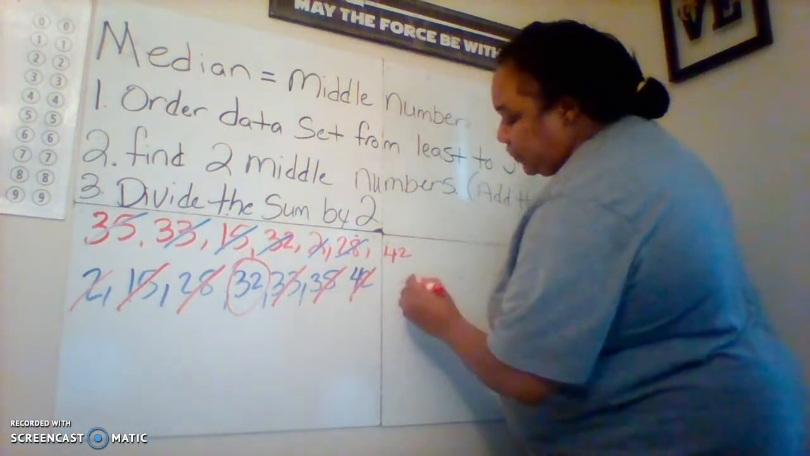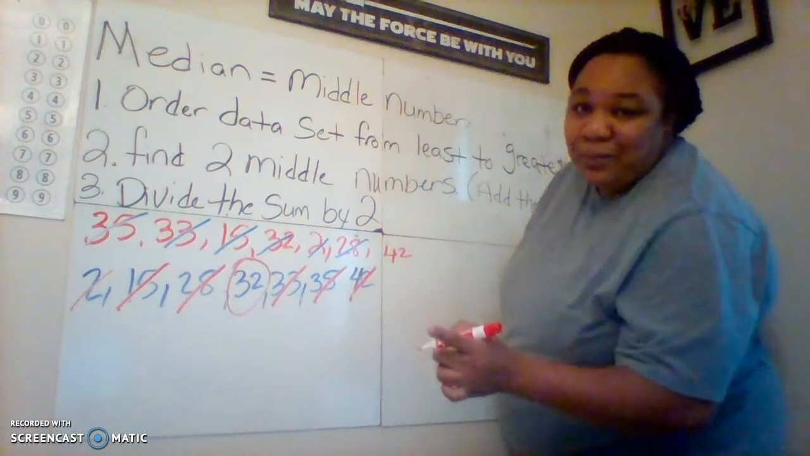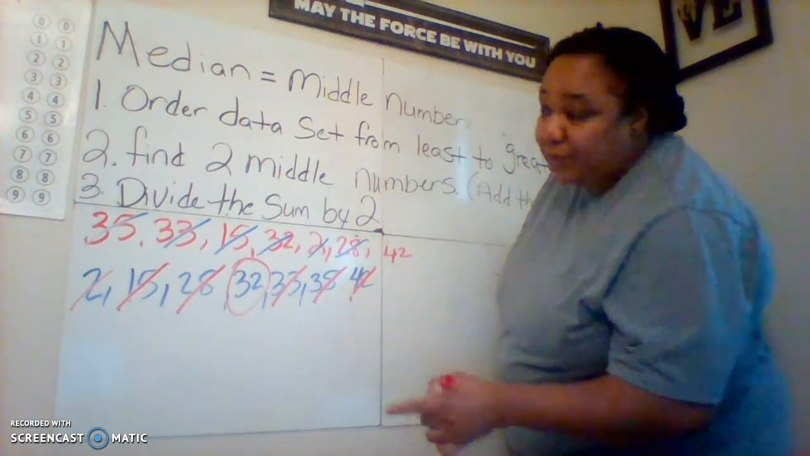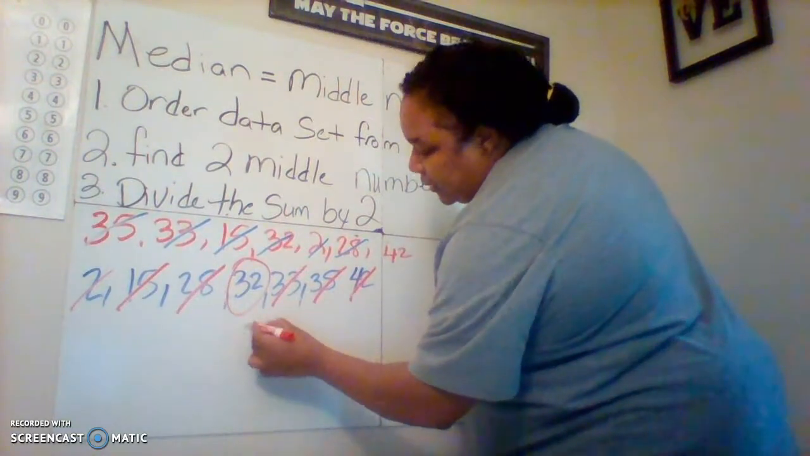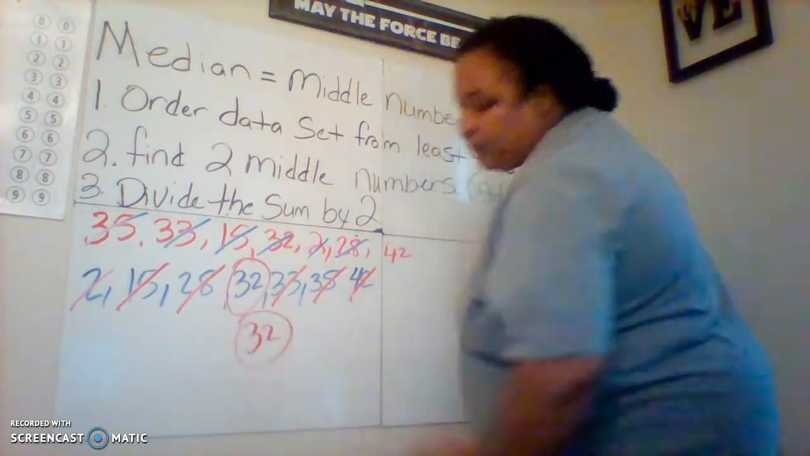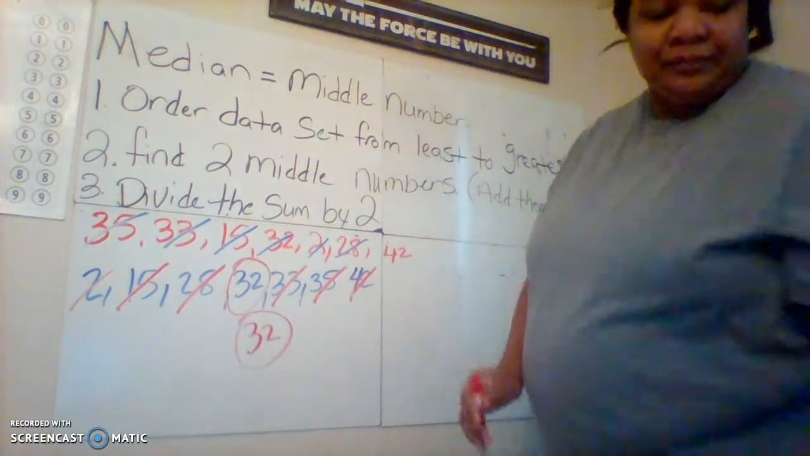is 32. So that's why it's very important to put them in order from least to greatest, because sometimes you don't have to do the math. So we have our median is 32. Make sure you write that down.